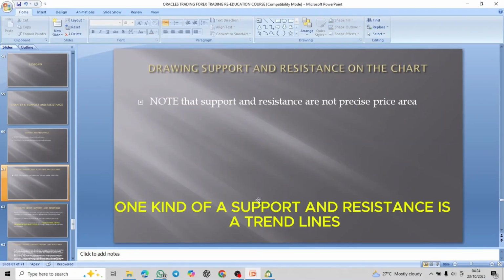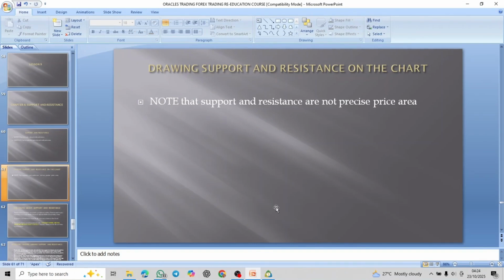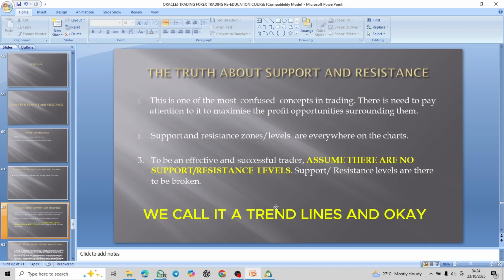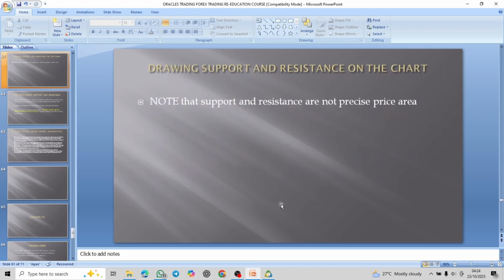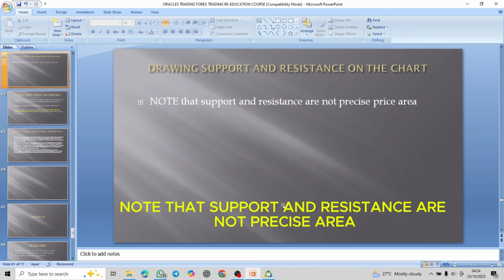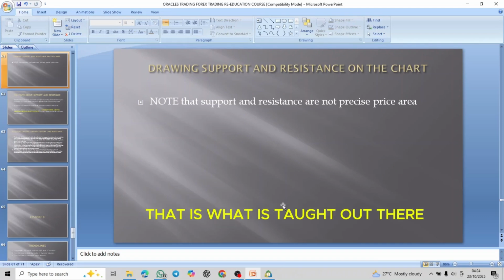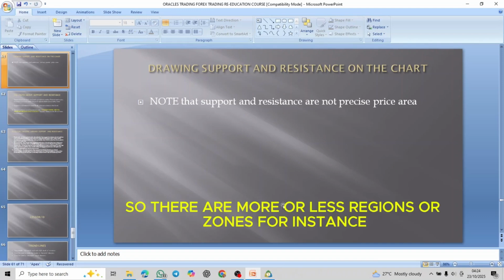So one kind of support and resistance is trend lines. We call it trend lines. And okay, we're coming to that. So here we say that support and resistance are not precise areas. That is what is taught out there. They are more or less regions or zones.